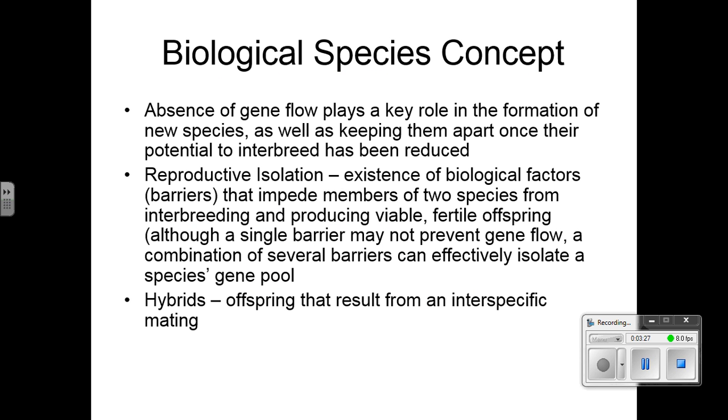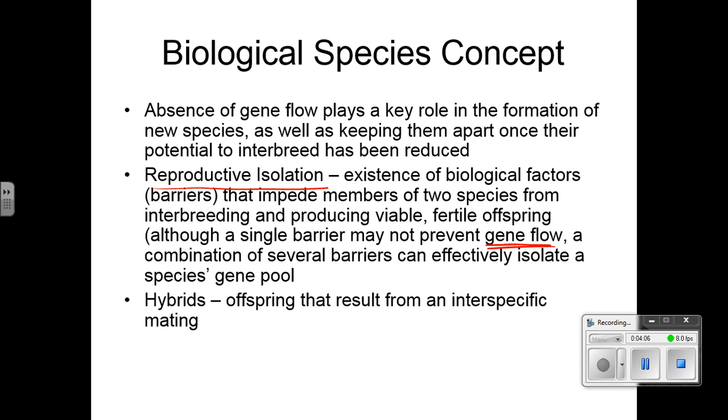The absence of gene flow plays a key role in the formation of new species, as well as keeping them apart once their potential to interbreed has been reduced. Reproductive isolation is the existence of biological factors or barriers that impede members of two species from interbreeding and producing viable fertile offspring. Although a single barrier may not prevent gene flow, a combination of several barriers can effectively isolate the species' gene pool. So the idea here is that the gene pools are separate. They're no longer breeding together, so they are no longer mixing their genes with the other group. There is an absence of gene flow.